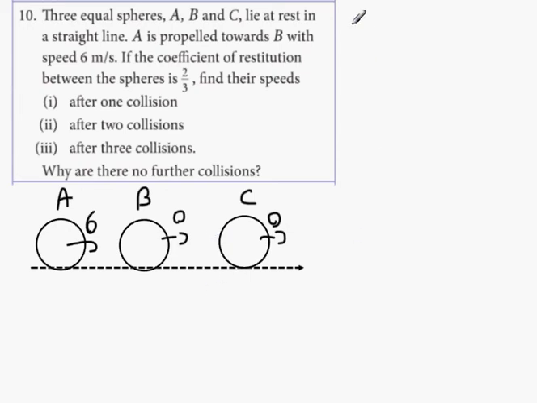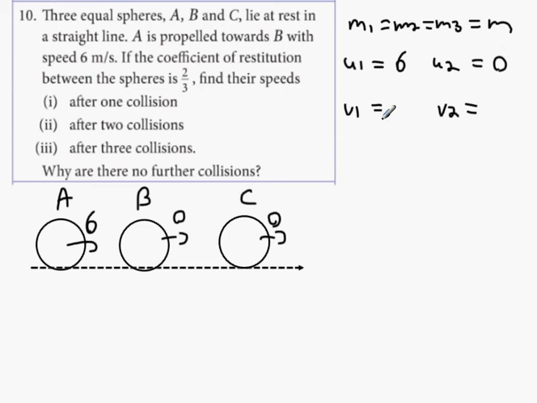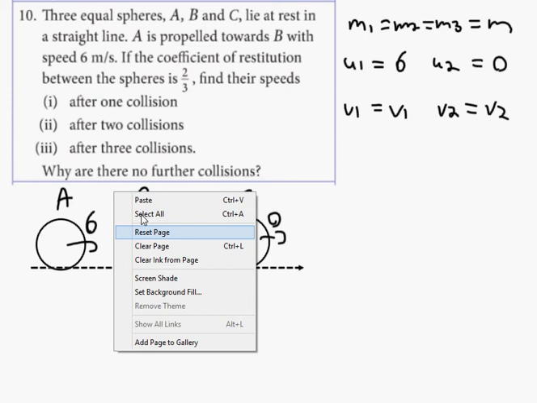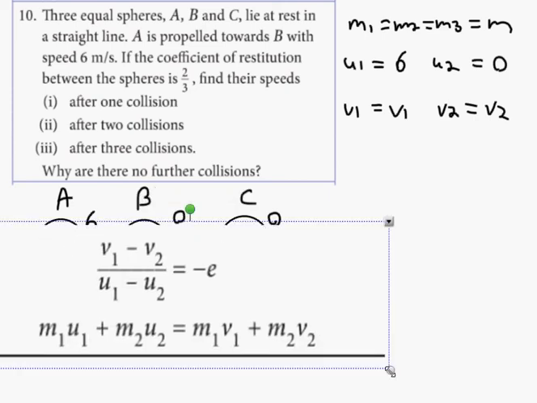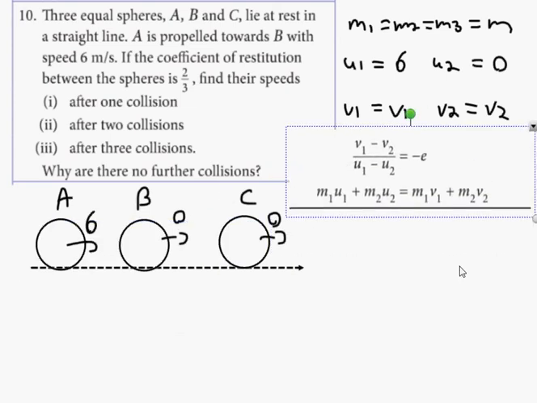So for the first collision, they're all equal. So m1 equals m2 equals m3, all equal to m. For the first collision, we're going to have a u1 and a u2, and a v1 and a v2. So we have 6, 0, and we don't know v1, v2. We're just going to use our formula.